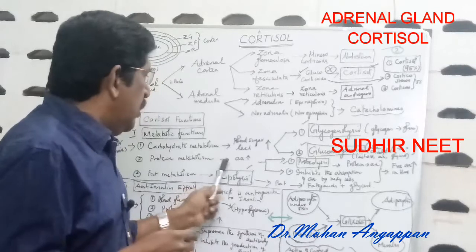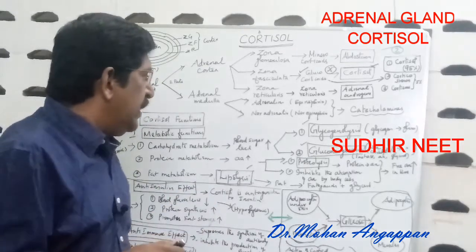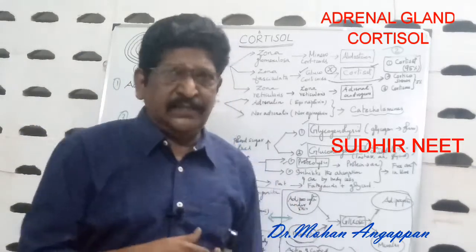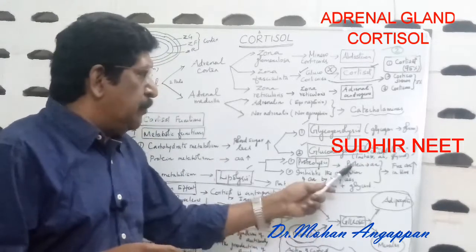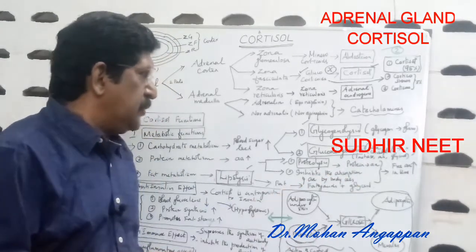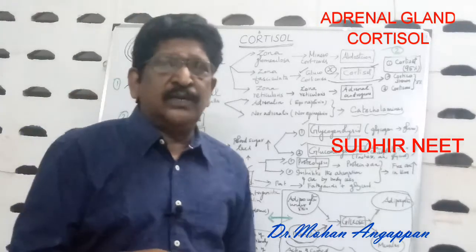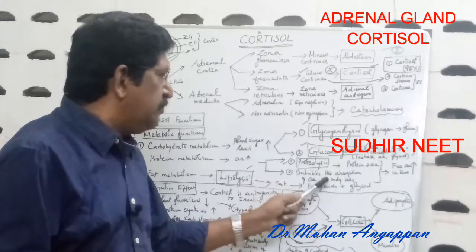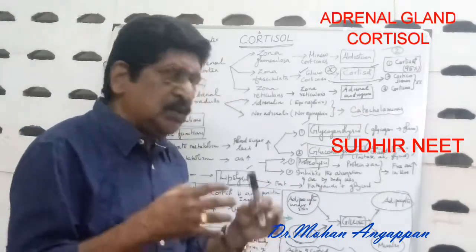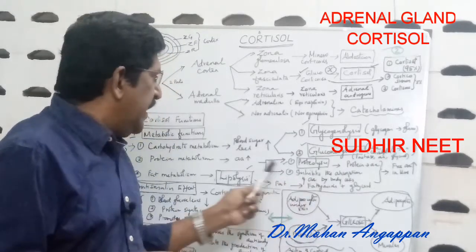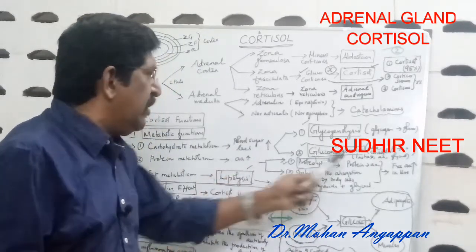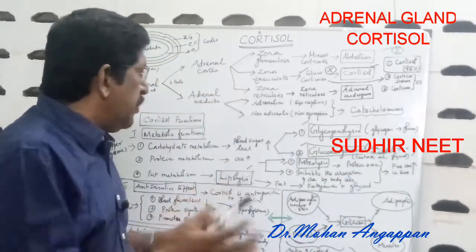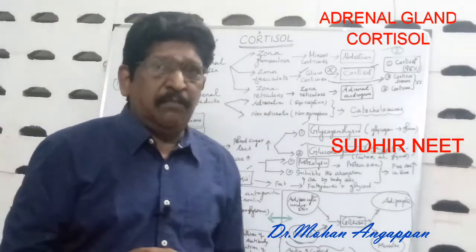Number two, protein metabolism. That means it induces proteolysis. What is proteolysis? Protein is converted into amino acids. And in another way, it inhibits the absorption of amino acids by the body cells. So amino acids remain in the blood. By these two ways, it increases the free amino acid level in the blood. So the protein metabolism of cortisol involves the production of free amino acids in the blood.